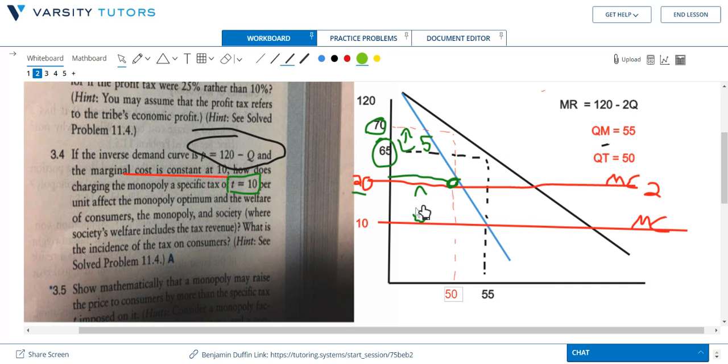We'll see this again and go over it a little bit. I don't want to go too long on this video. I want to try to keep it at 10 minutes. So if you're looking at the incidence of the tax, you can really just look at how much the price went up for the consumer.